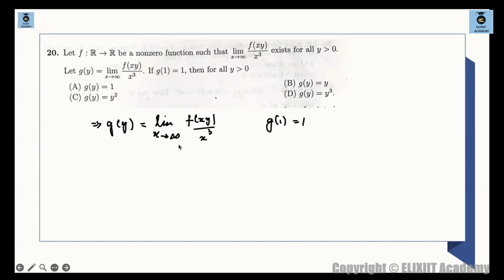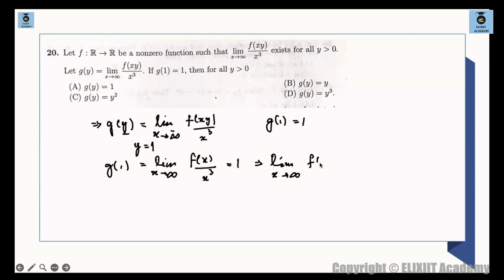So one thing you can figure out from here: it's a function only, right? And the limit is dependent on x, so y is a constant with respect to x. Once we put the value of y to be 1, g of 1 is the limit as x tends to infinity of f(x) divided by x cube, and this quantity is given to be 1. So we have one more value from here: the limit as x tends to infinity of f(x) upon x cube is 1.